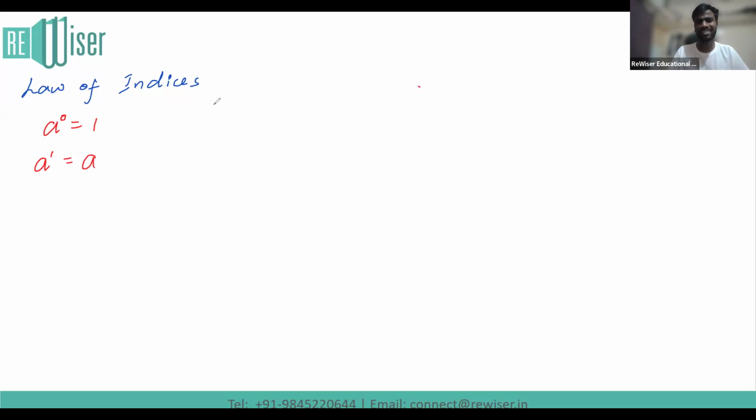So whenever in the indices you have a power x, this a, we call it the base of your index or base of your exponent, and x is what we call the index, or you can also say it as the exponent.